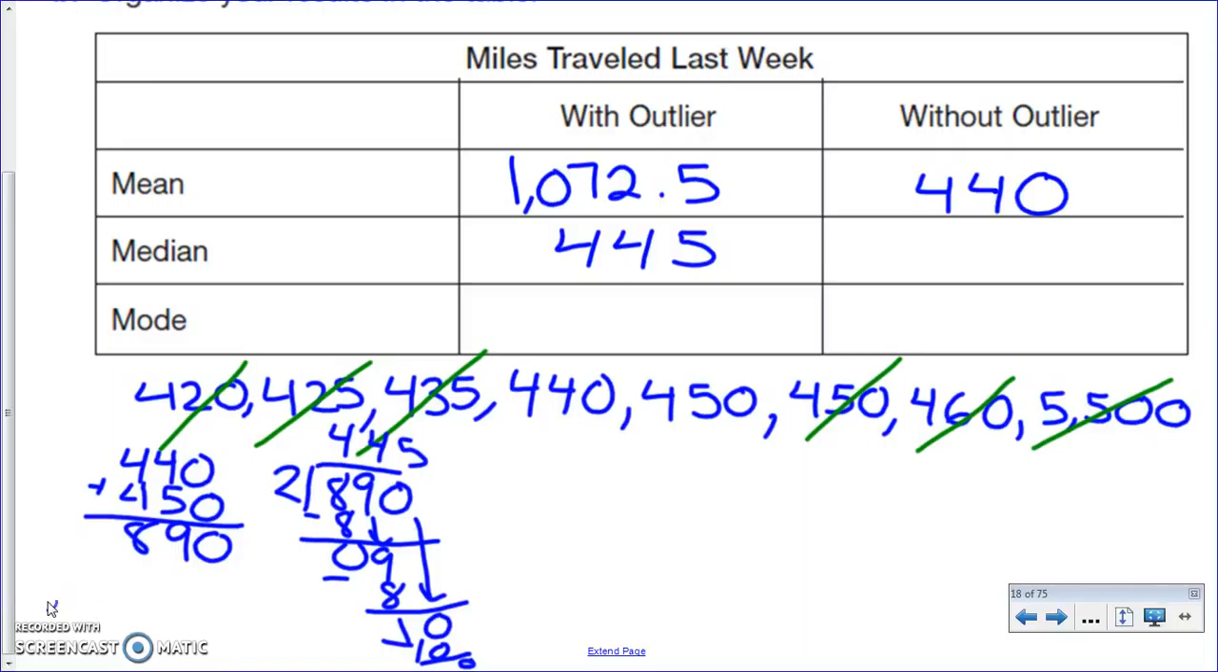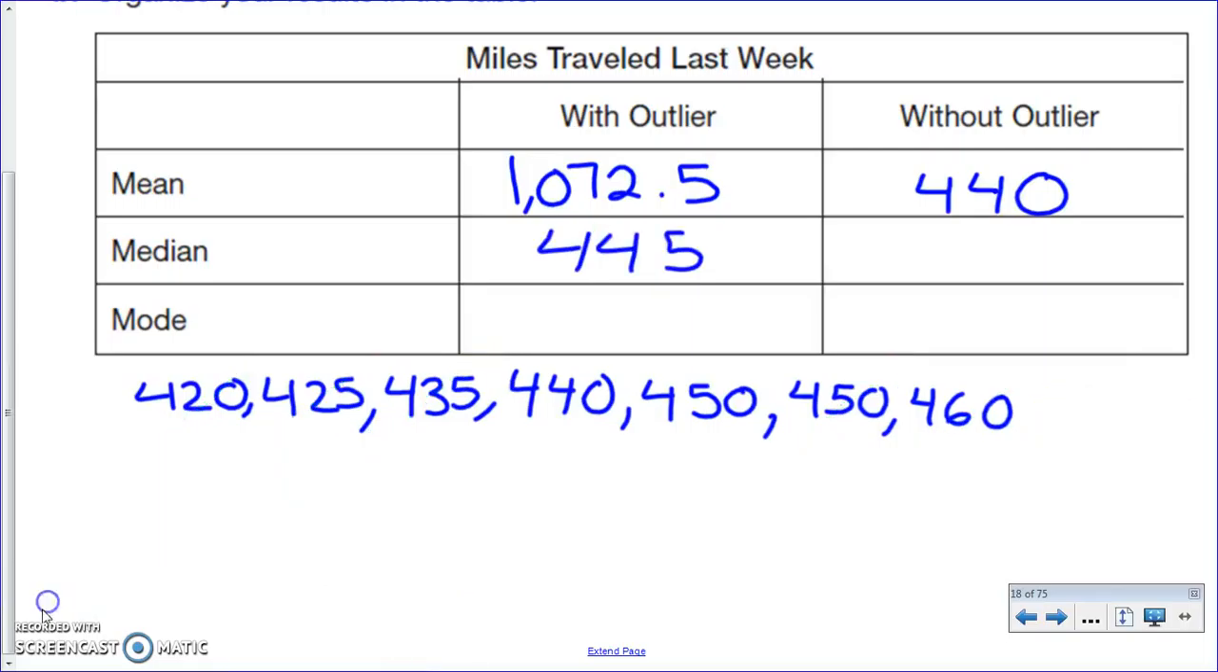So now we're going to take that off, and then we're going to write out the numbers again, and we're going to do it without the outlier this time. Now we have the numbers written out without the outlier, still in order from least to greatest. So now we're going to do the same thing. We're going to cross off one at the beginning and one at the end until we're left with 1 in the middle. And this time, because we have an odd number of data points, we will have just one number for the median. So without the outlier, the median is 440. So it hasn't changed a whole lot.